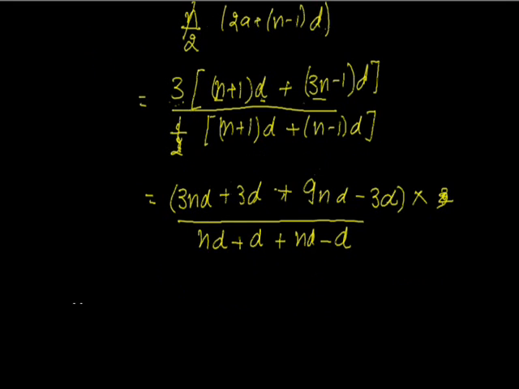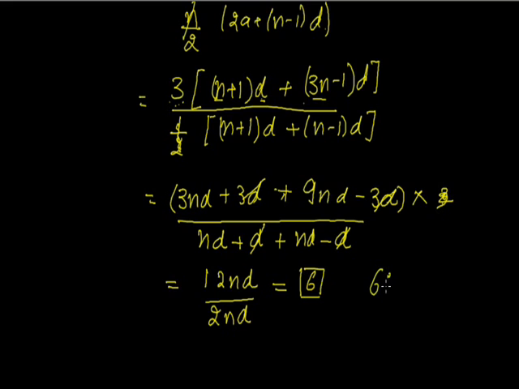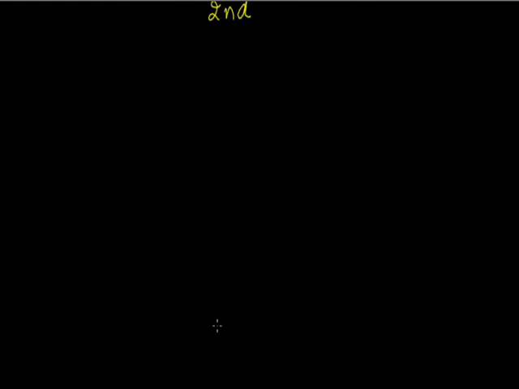Here we can see 3d is cancelled out by 3d and d is cancelled out by d. In the numerator it is 3nd plus 9nd, so it becomes 12nd, and in the lower case it becomes 2nd. nd and nd cancel, so the ratio is 6:1. In this way we can solve questions on the sum of terms. Okay, let's move to the next question.